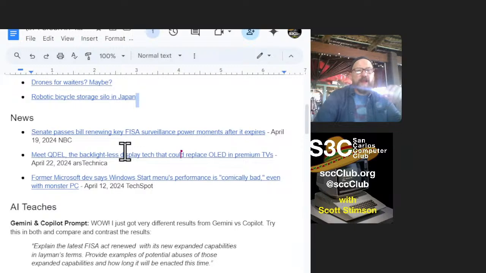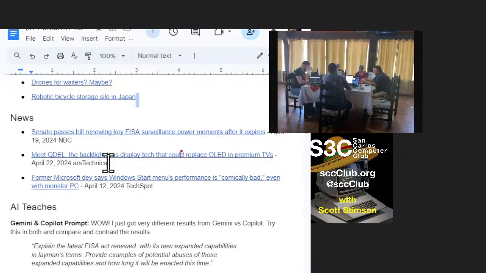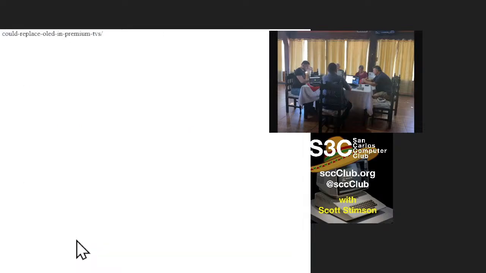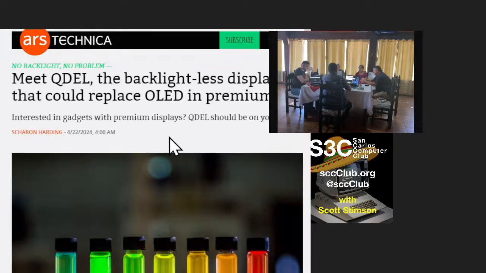Well, I just brought a couple of things that I saw in the news that I thought were kind of interesting. New backlit light technology for monitors called QDEL. I don't know if any of you are familiar with the quantum dots that already exist. There's already a system creating true blues and true reds.